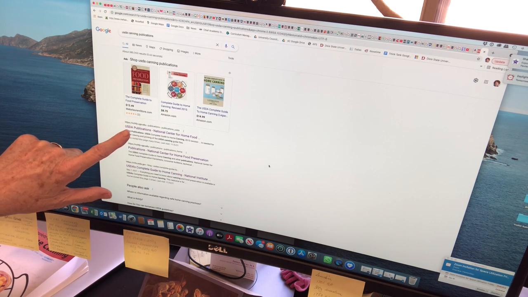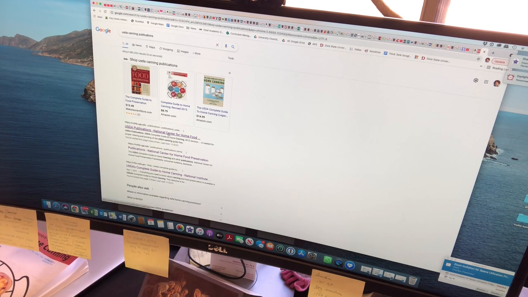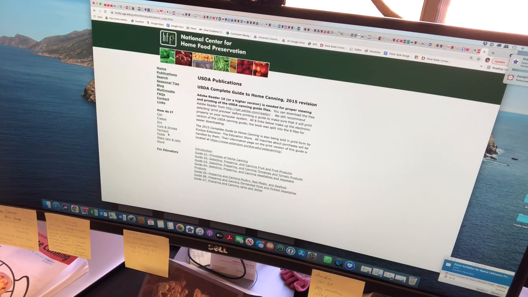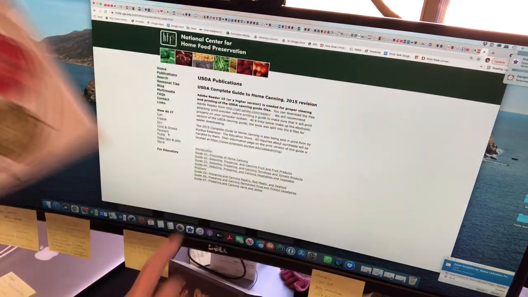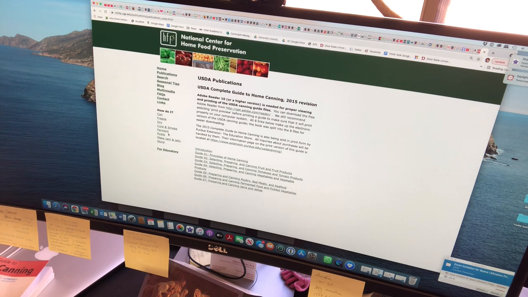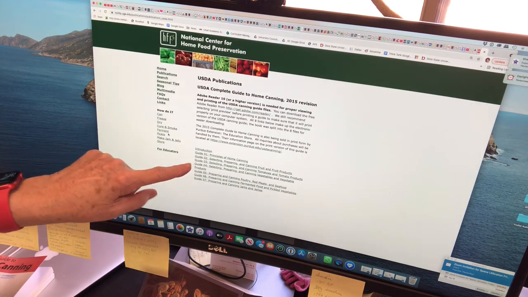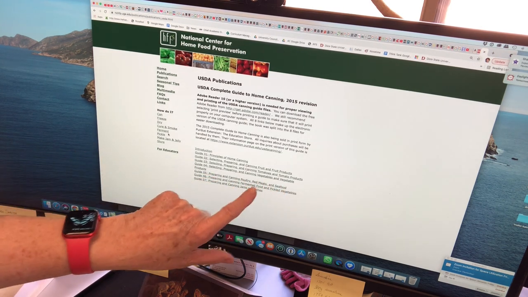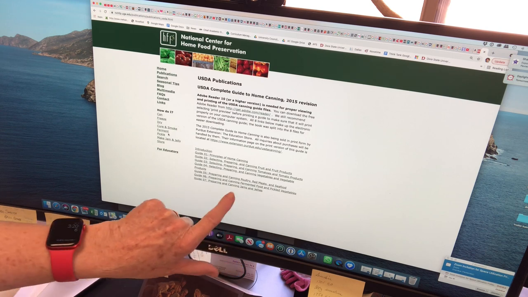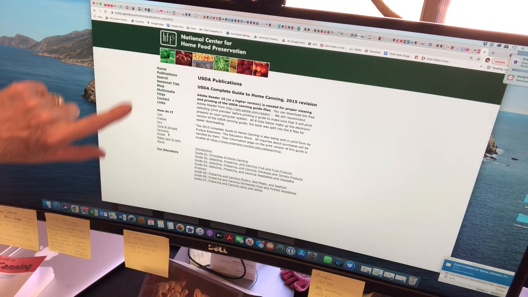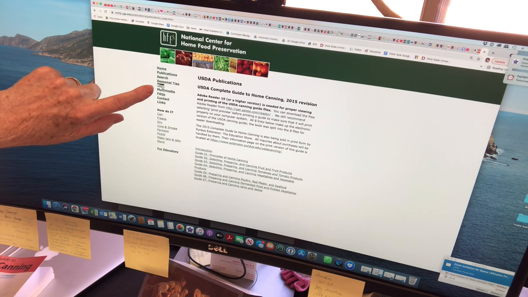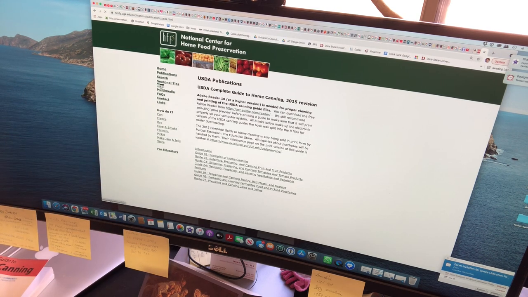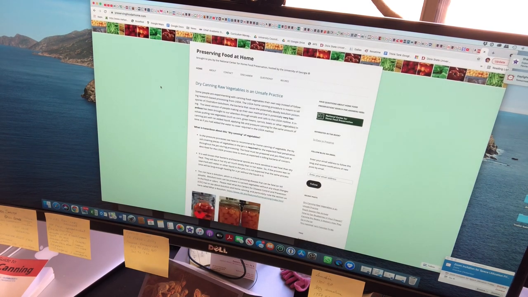But here is USDA Publications, National Center for Home Food Preservation. So here is a list of all of the parts of this book. Here right in this list, Principles of Home Canning. Here's canning fruit, tomatoes, vegetables, meats, fermented food, jams and jellies. Over on this side, there are some very interesting things you can check out too. For instance, this is their blog, and they answer up-to-date questions. This one is especially important.